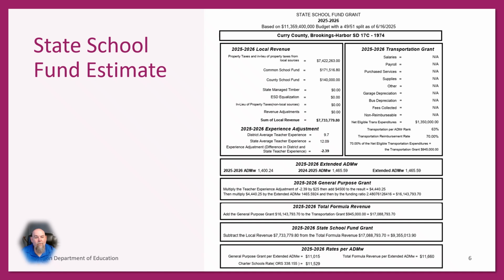This is the state school fund estimate, and there's a separate page for each district in the estimate document. The estimate contains data on local revenue, the transportation grant, teachers' experience, ADMW and extended ADMW, grant amounts, and per ADMW rates. The data in these estimates is specific to each district.